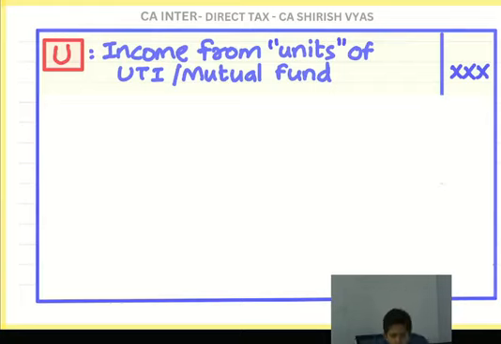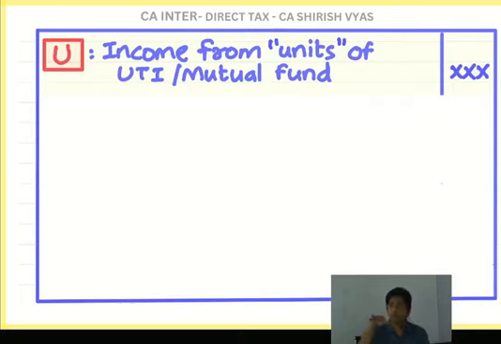You know why I have written UTI? What is UTI? Unit Trust of India. Actually, you know, the concept of mutual fund, who is the pioneer, you know? UTI. UTI is a government body. They started the concept: let's take the money of the public and invest in the stock market and give them the returns. Now there are so many private companies having their own mutual fund, but the pioneer in this line of business is UTI. So whether it is UTI or mutual fund, they do the same thing. And their income is taxable under income from other sources.